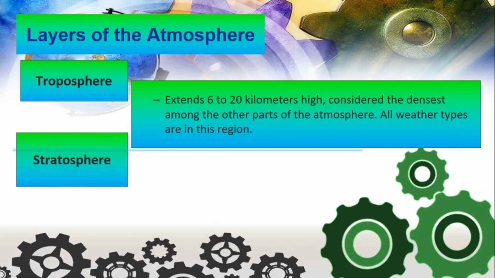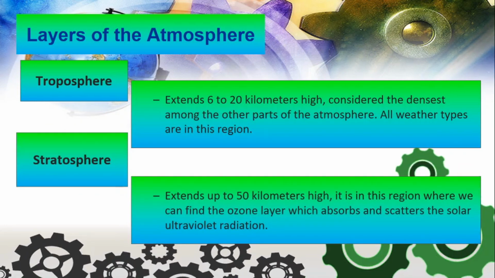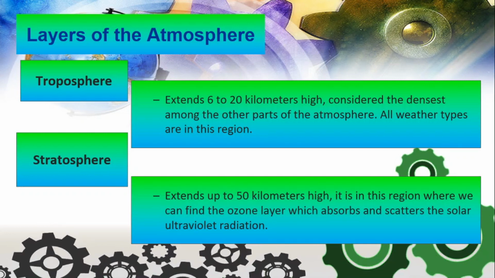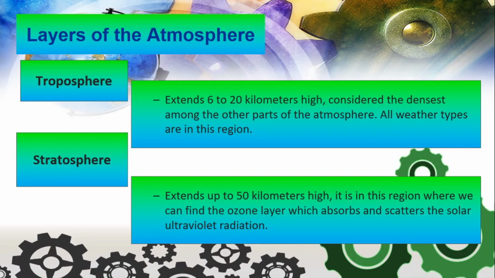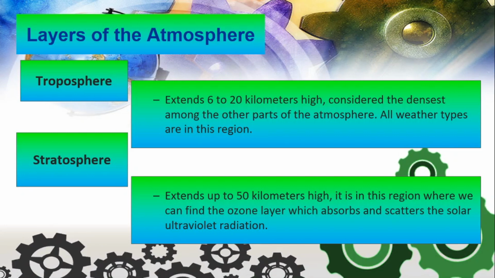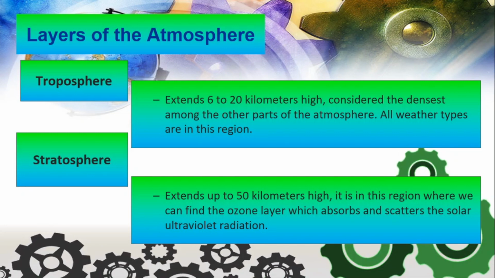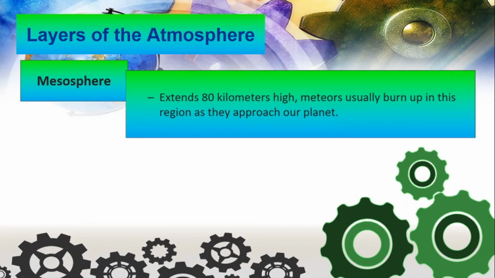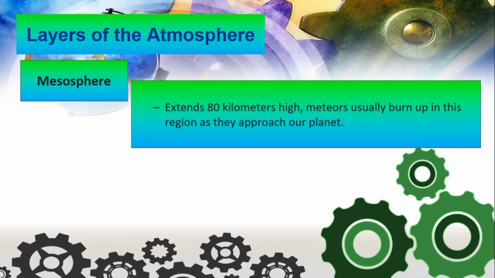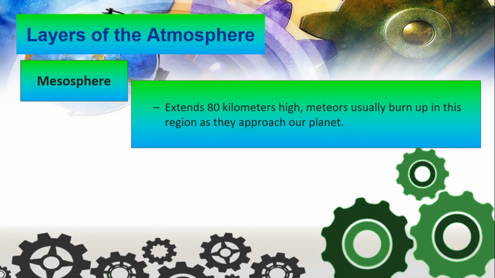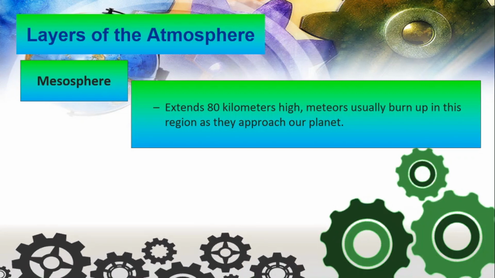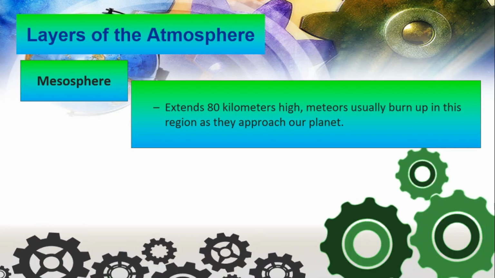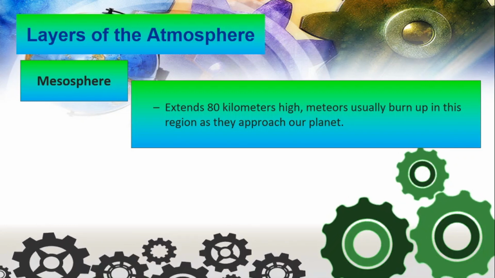Next, going up is the stratosphere. Extends up to 50 kilometers high. In this region, we can find the ozone layer, which absorbs and scatters the solar radiation. Moving up is the mesosphere. Extends 80 kilometers high. In this layer of the atmosphere, meteors burn up as they approach the planet.